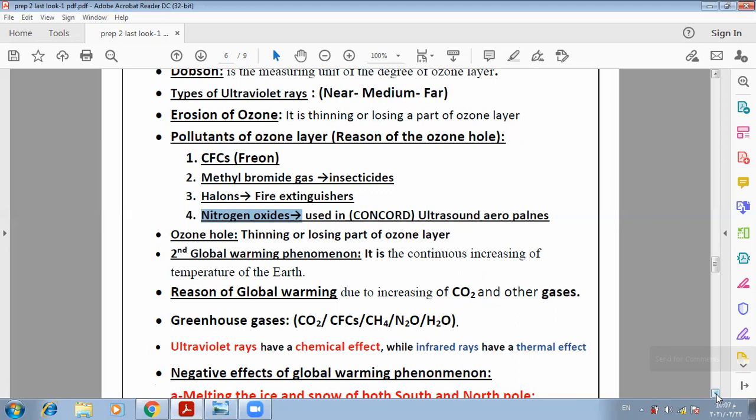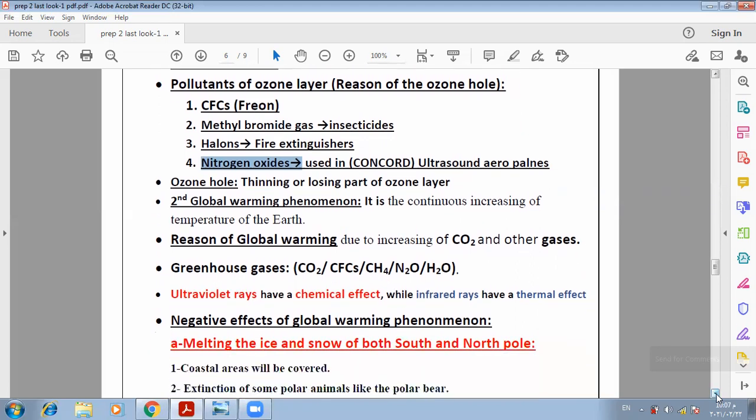It is a trapping of infrared inside troposphere layer due to the increase in the percentage of greenhouse gases which cause the rise or the continuous rise in the Earth's temperature.